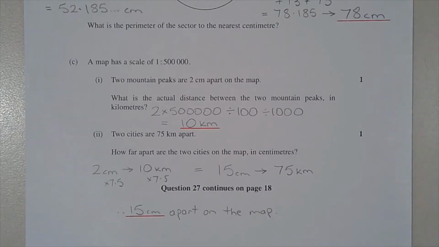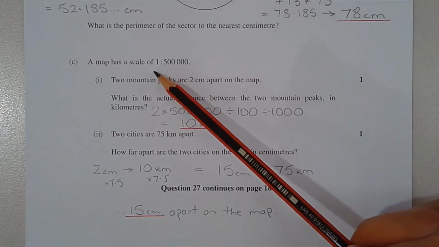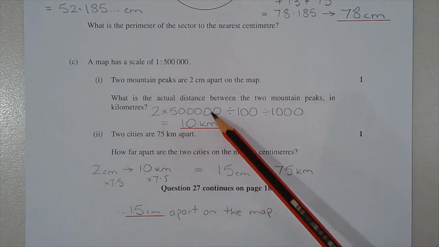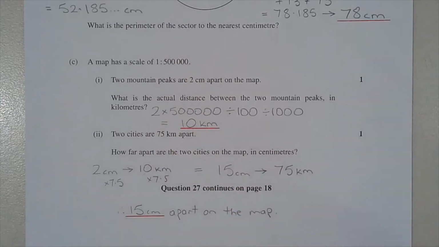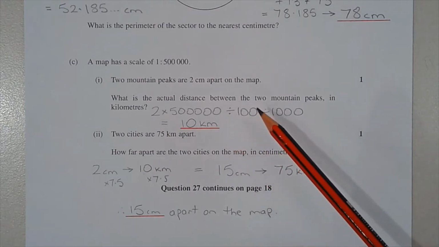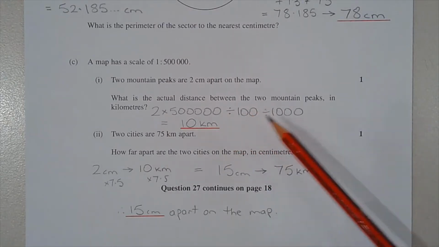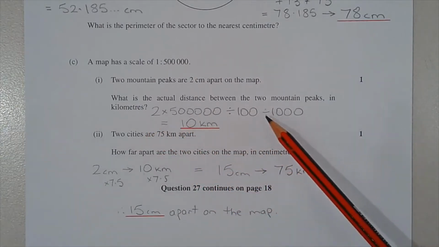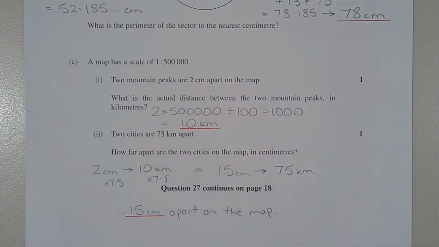Question 27C. A map has a scale of 1 to 500,000. Part 1. 2 mountain peaks are 2 centimeters apart on the map. What is the actual distance between the 2 mountain peaks in kilometers? So if 1 centimeter corresponds to 500,000 centimeters in real life, then 2 centimeters, if we multiply that by 500,000, which is the scale, gives us the number of centimeters apart the 2 mountain peaks are in real life. Converting centimeters to meters, we divide by 100, and then converting meters to kilometers, we divide by 1,000. So 2 multiplied by 500,000 divided by 100 divided by 1,000 is equal to 10 kilometers.